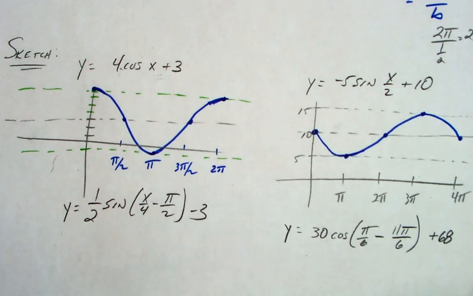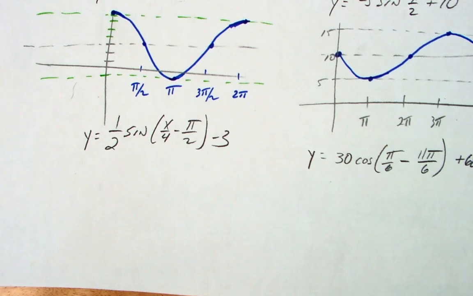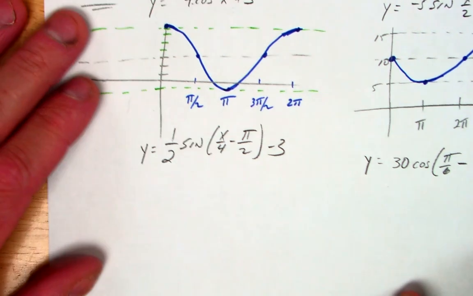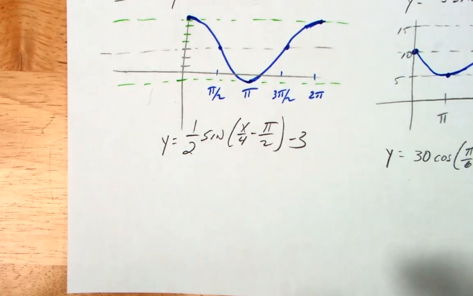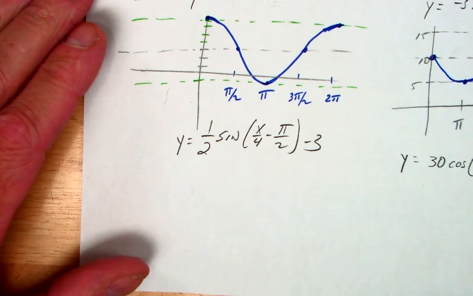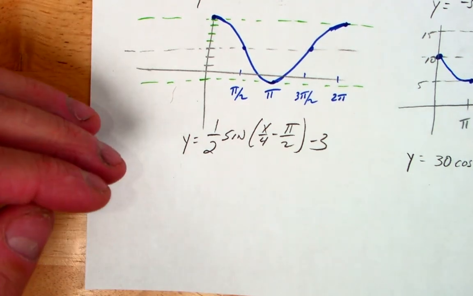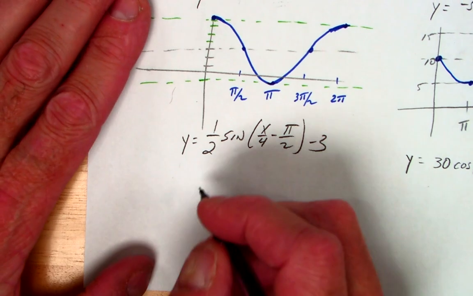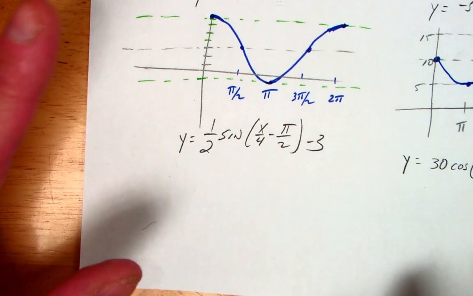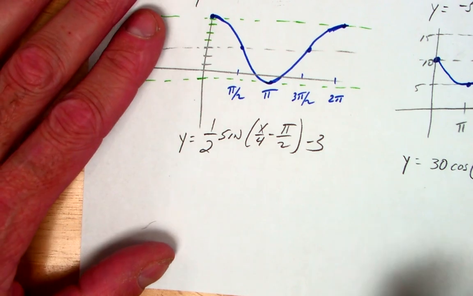Okay. Ooh, we got to do a monster one. One half sine of x over 4 minus pi over 2, minus 3. Okay. Looking at this just kind of makes you want to throw up in your mouth a little bit. But you know what? We don't run away from challenges here. So let's just do some calculations before we even start drawing.